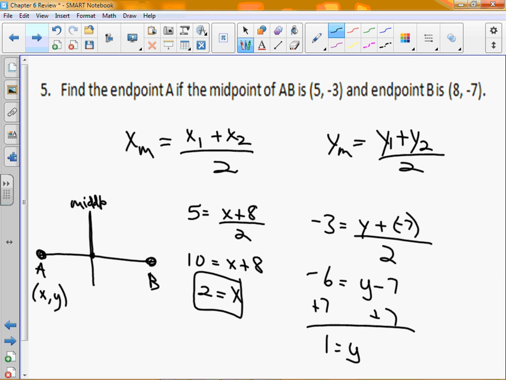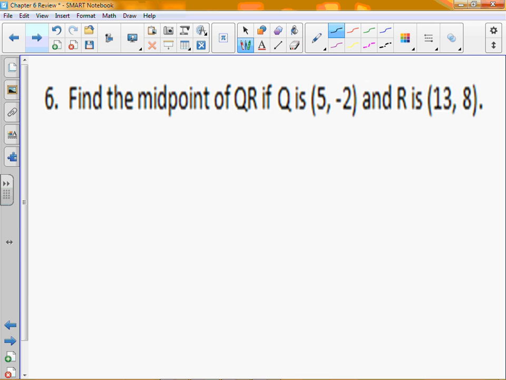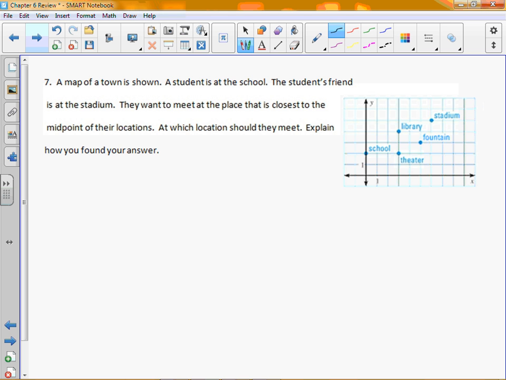When you got 13, minus 7 is positive 6. Positive 6 divided by 2 is positive 3. Okay? The answer works back out to be, and notice that I do that one differently than this one right here. When you do number 6, this time you do add them together. You do 5 plus 13. You do negative 2 plus 8 because it's half of it.